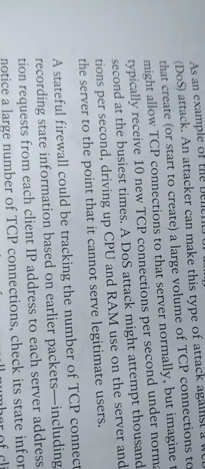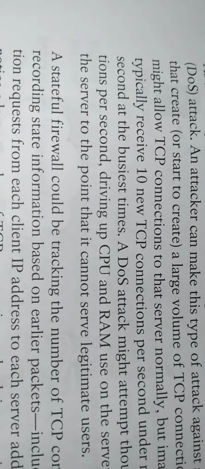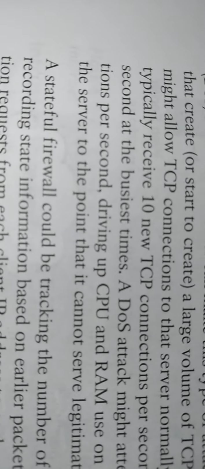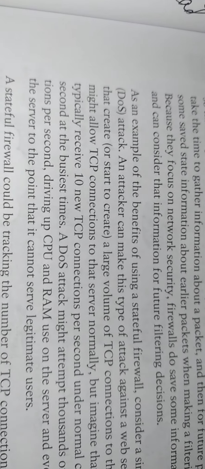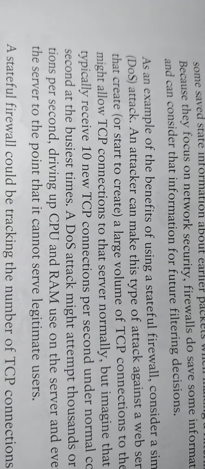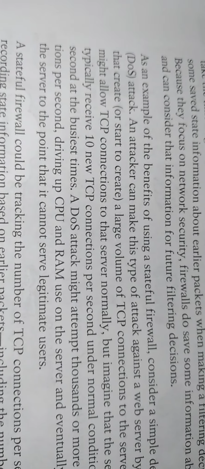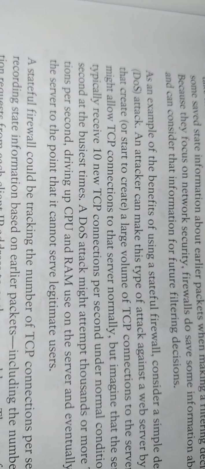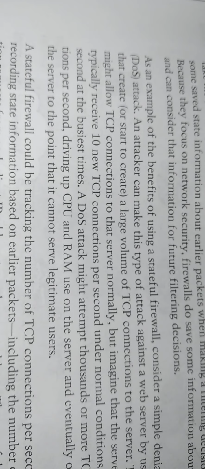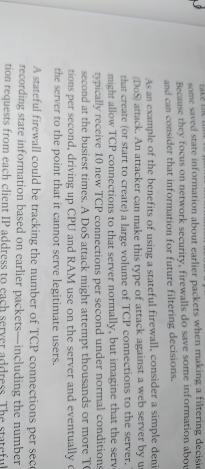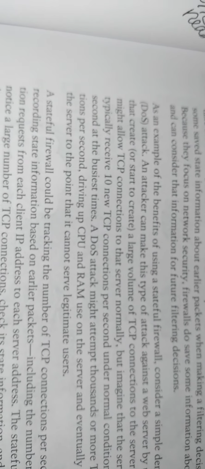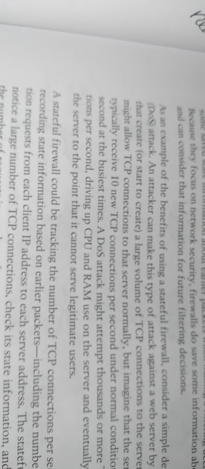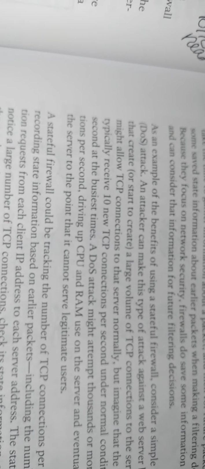Routers must spend as little time as possible processing each packet so that the packets experience little delay passing through the router. The router cannot take the time to gather information about a packet and then for future packets consider some saved state information about earlier packets when making a filtering decision. Because they focus on network security, firewalls do have some information about packets and consider that information for future filtering decisions.